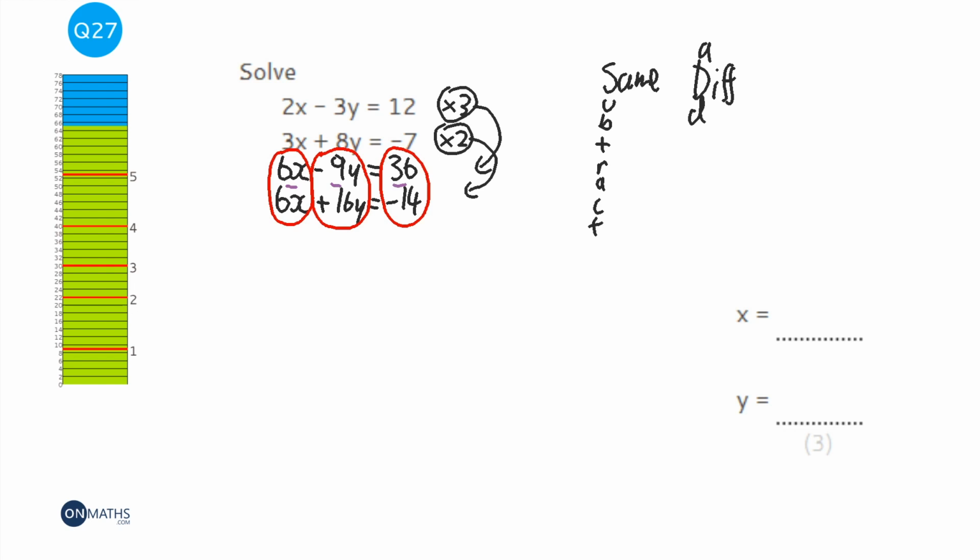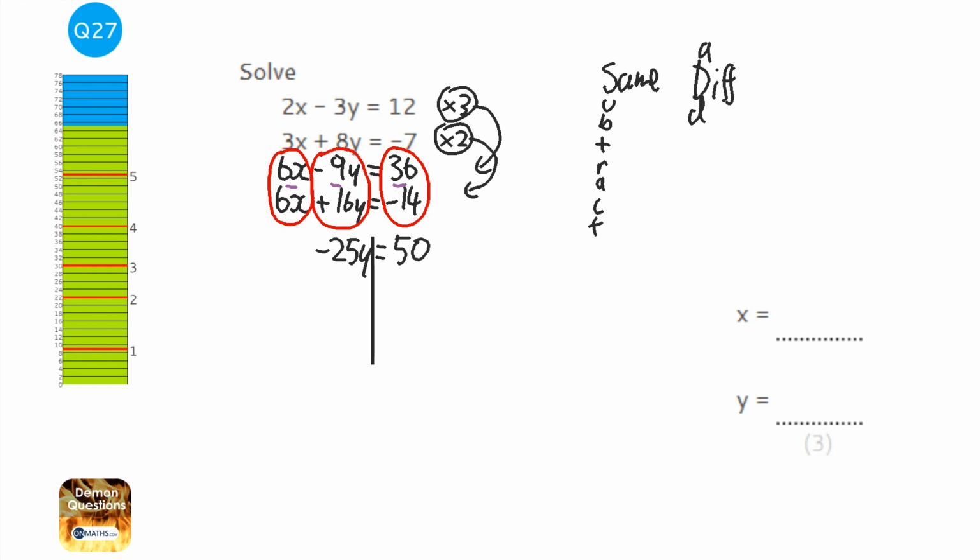Okay, so 6x take away 6x is nothing, which is good because we want to get rid of that. Minus 9y take away 16y. So minus 9y, and we're going to take away 16y. So we're going to end up with minus 25y. And we've got 36 take away minus 14. Now that's going to be the same as a plus. When you have two minuses next to each other, it will be a plus. So that's going to be 50.